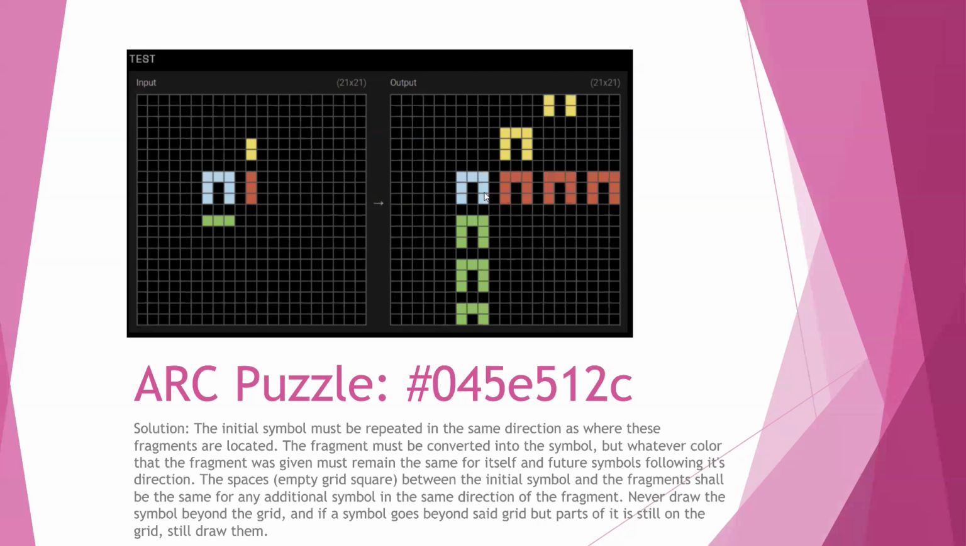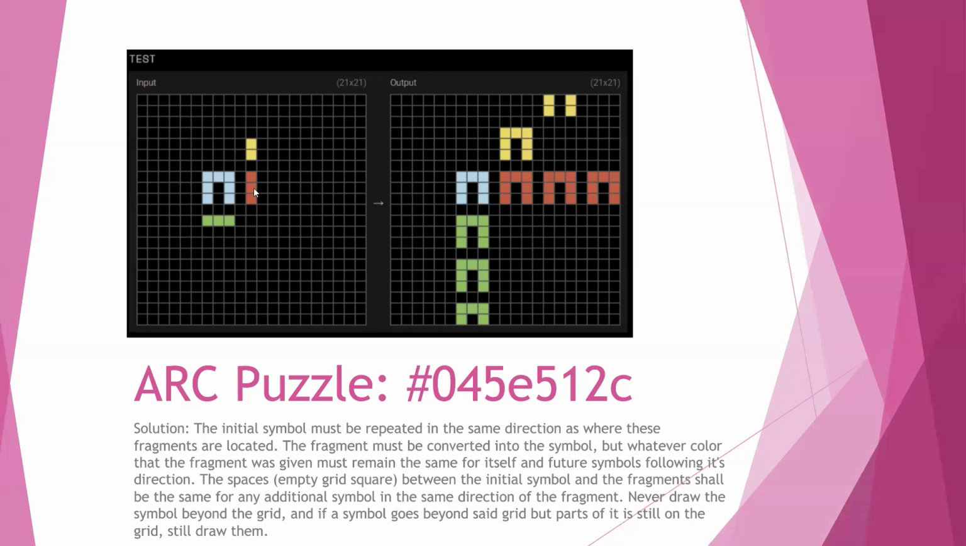So as we can see here, because this is red, we copied the symbol, but we retain the red color scheme. And then here it's a green color scheme. We convert it into the symbol, but it remains the same color scheme. And then right here with the two fragments, it becomes part of the whole symbol, but it retains the yellow color scheme. Now the spaces, aka empty grid squares, between the initial symbol and the fragments will be the same for any additional symbol in the same direction of the fragment.